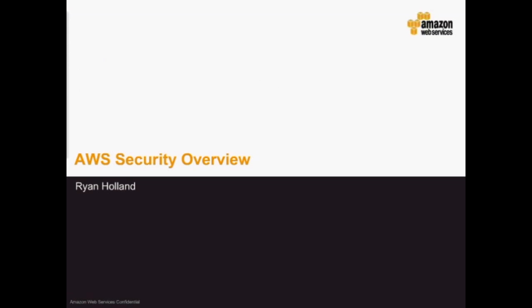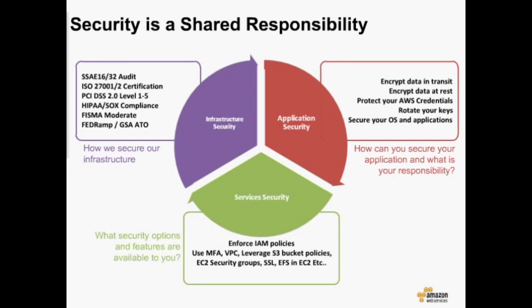Thank you, everyone, for joining us this morning. Like Maya mentioned, we'll start with an overview of the security model for AWS. Our security model is one of shared responsibility, and we look at this in three different components. We look at the infrastructure security, the security of the underlying services that you're running within AWS, and then the application security of the operating system and the applications that customers are running.